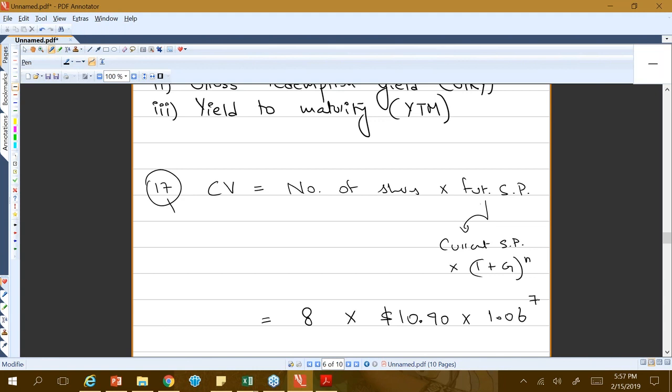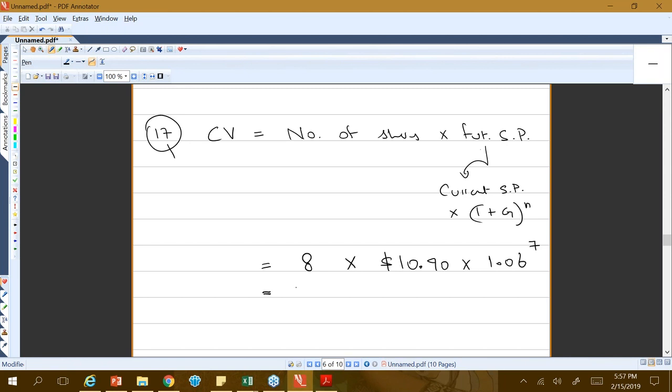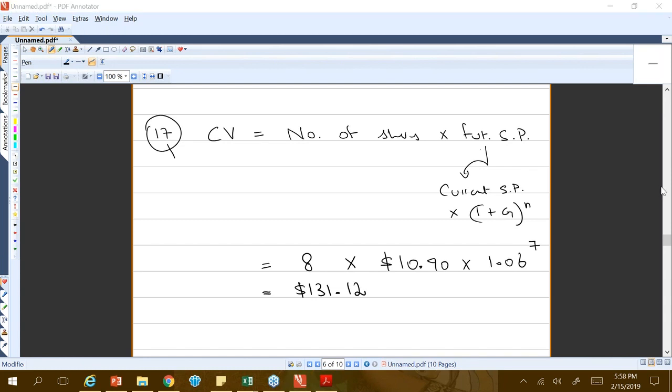So if you now try to solve this, you will have the conversion value. If you can just do this calculation on your calculators, you should have the conversion value, which should come out to be 131.12.